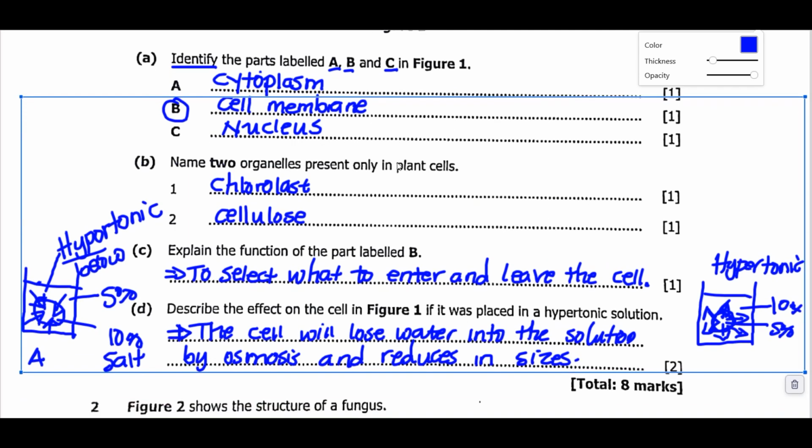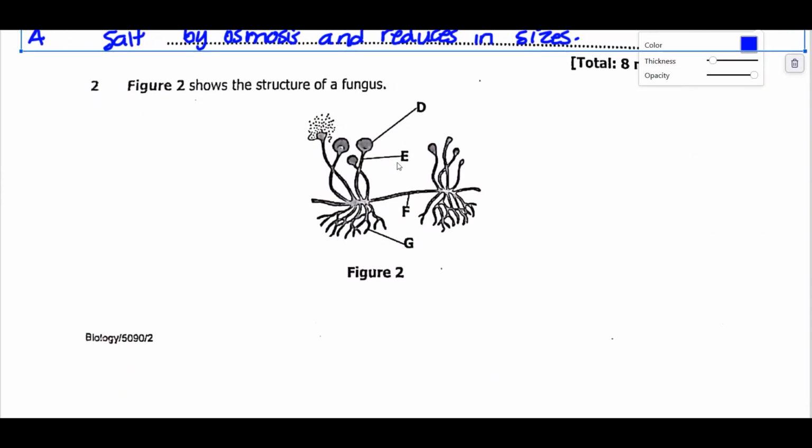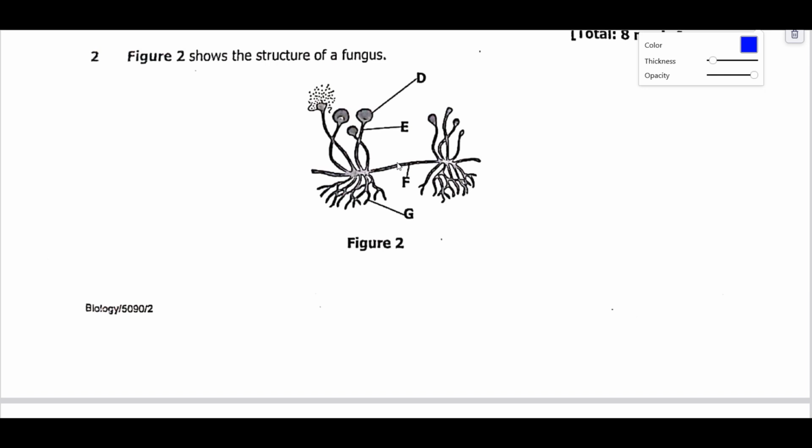So let's move on to question number 2. Question number 2 is about a rhizopus, and if you have looked at questions lately, this question has been coming almost every year. So figure 2 shows the structures of a fungus. So this is a rhizopus.